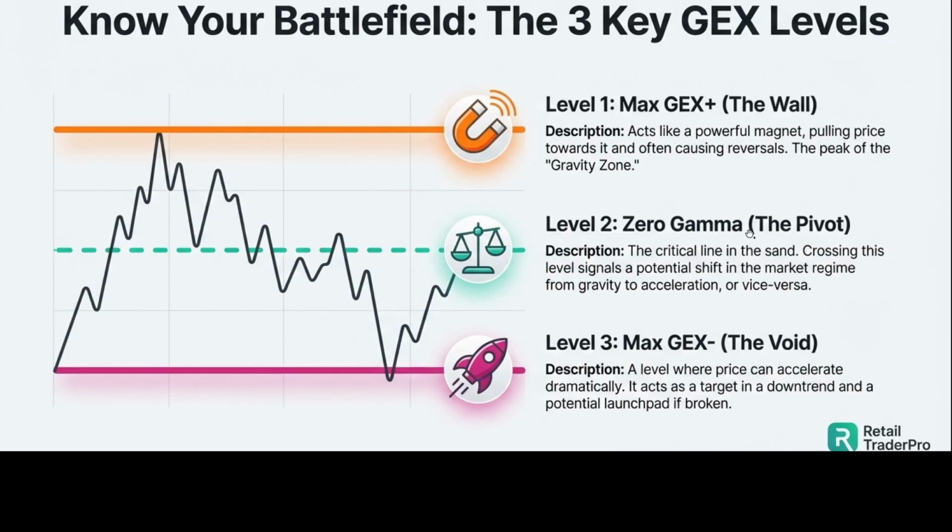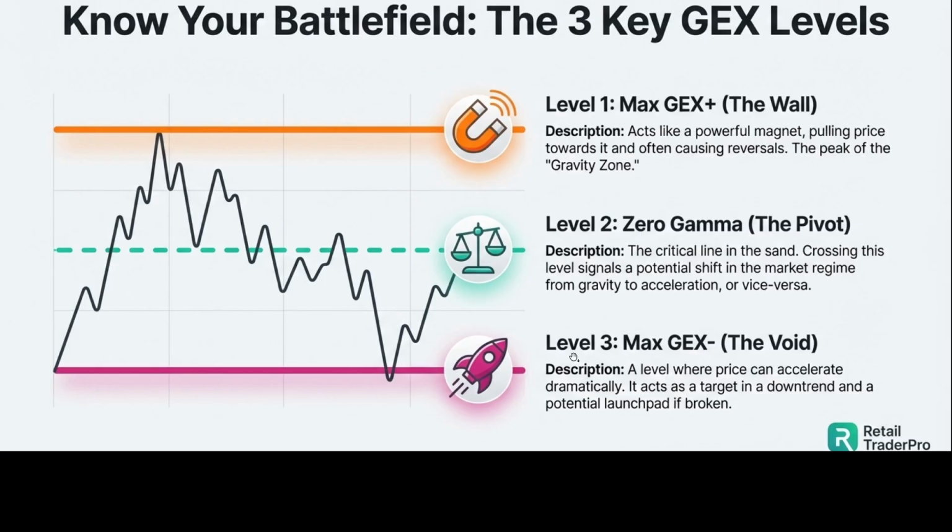Level 2, the zero gamma, the pivot. This is the critical line in the sand. Crossing this level signals a potential shift in the market regime from gravity zone to acceleration zone or vice versa. This is the zero gamma level. This is our pivot. This is our line in the sand.